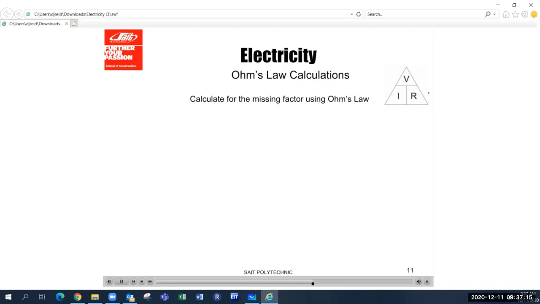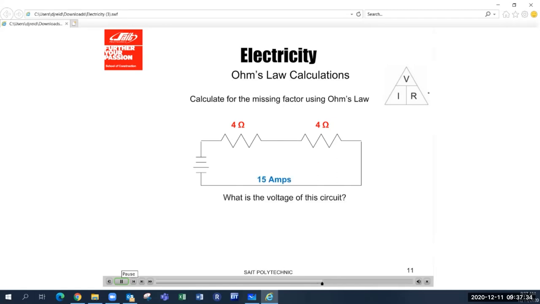In this next slide, let's use Ohm's law to calculate for the missing factor. We have a simple series circuit with one 4-ohm resistor and another 4-ohm resistor with a 15 amp current. What is the voltage of this circuit? Okay, when you get the answer, shout it out. 120. You guys are awesome. That is correct. So we'll let the slide play and it'll do the math.